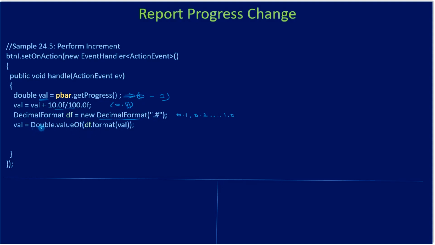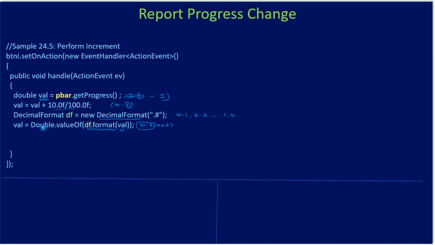If you see Double.valueOf(decimalFormat.format(...)), whatever value is returned by our ProgressBar control. So if the ProgressBar control returned a value like 0.2000001, then we'll be considering only one digit after the decimal point. So that's what we created, an instance. Then using that decimal format instance, we are formatting the value returned. This will give us a string.